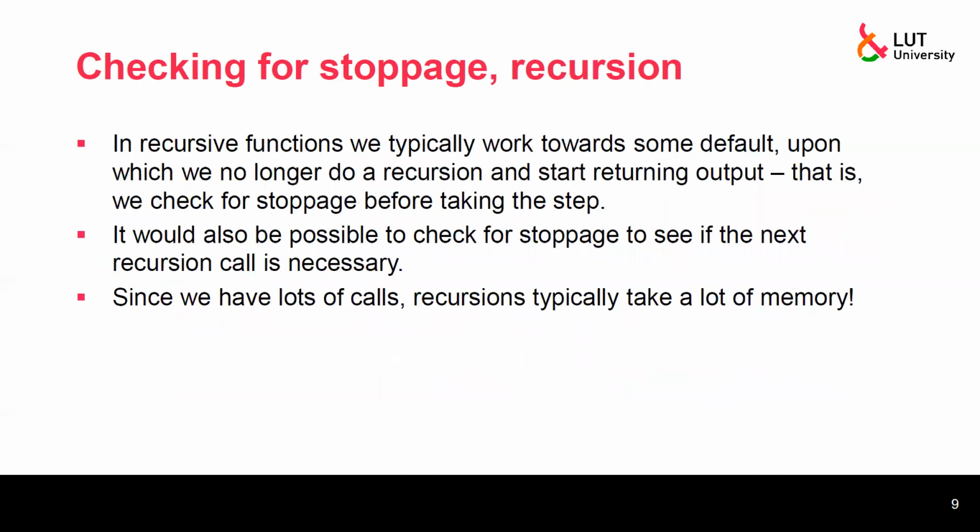In recursion, typically we're going towards the default value. So for example, recursively finding the 0 until we have such conditions that we can deduce what the 0 is and then start substituting back those values. In recursion, where the function calls itself, we have several copies of the function in memory, so it typically takes quite a lot of memory.